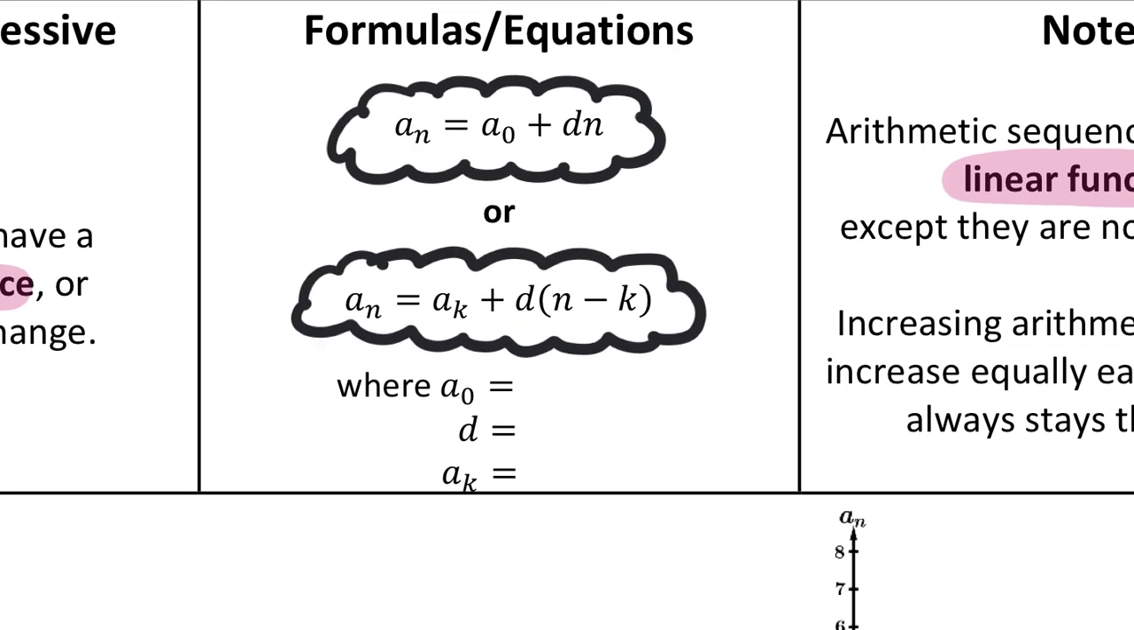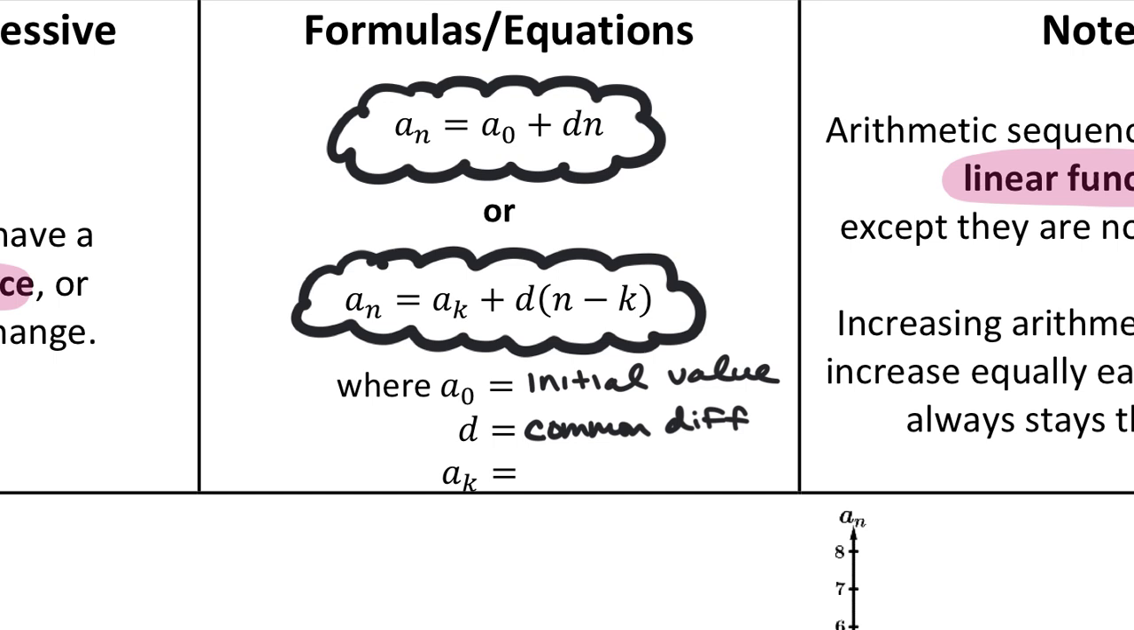If I zoom in so I can write, a sub 0, which is up at the top one, a sub 0 is your initial value, which is just like your y-intercept in a linear function. That's b, a sub 0. d is your common difference. That's like your slope, except it's called a common difference in the world of sequences.